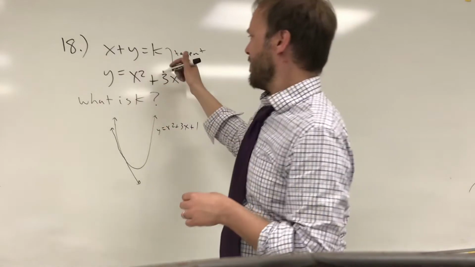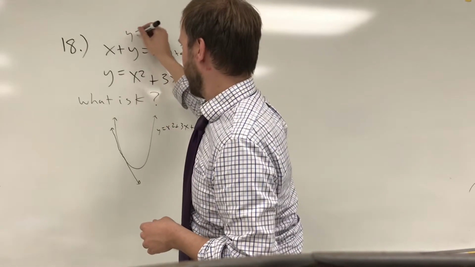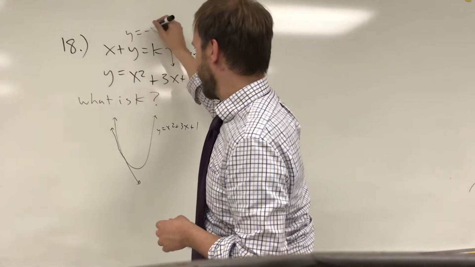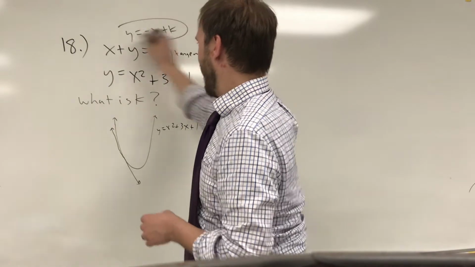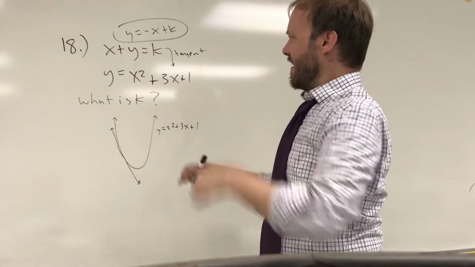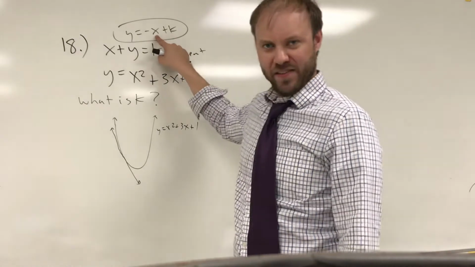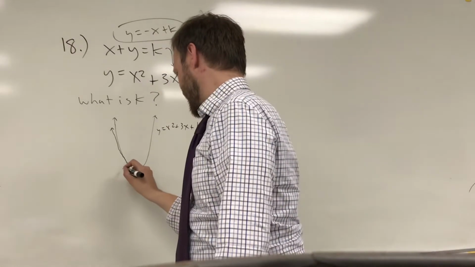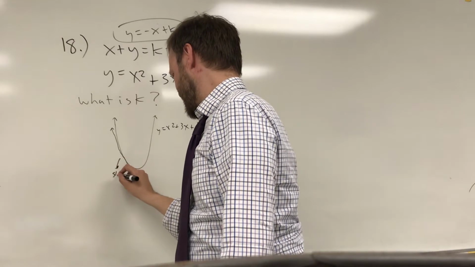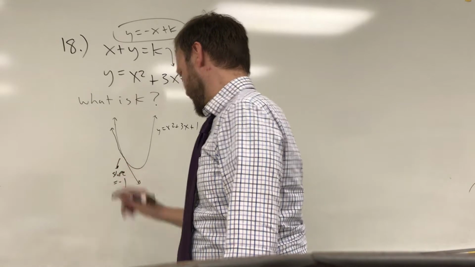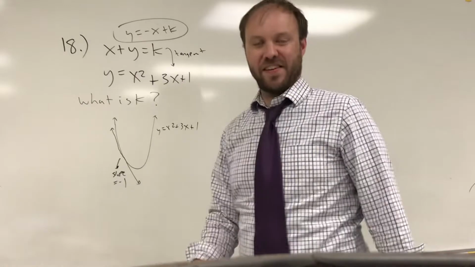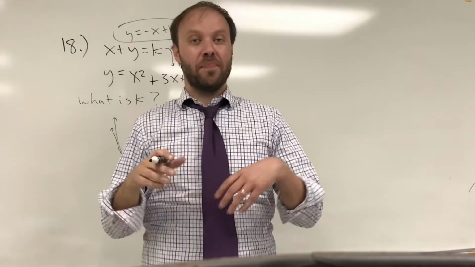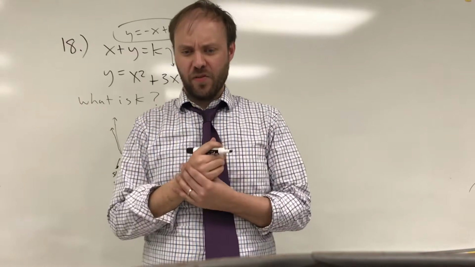By the way, I'm going to rewrite that in slope-intercept form. That's y equals, I can subtract x from both sides, negative x plus k, okay? And that tells me something. It tells me that the slope is negative 1. We don't know what the y-intercept is, but the slope is negative 1, and you'll see I knew that already because I made a sketch of it.